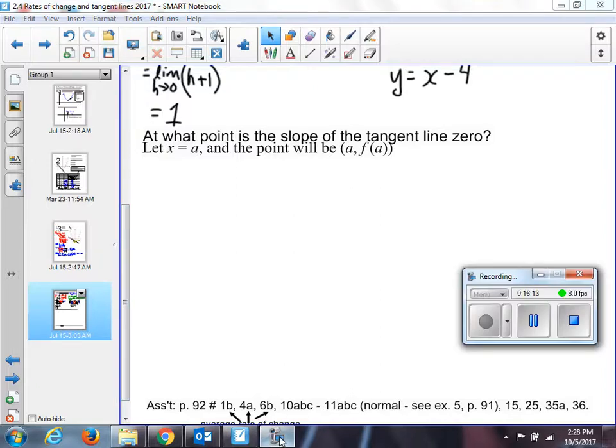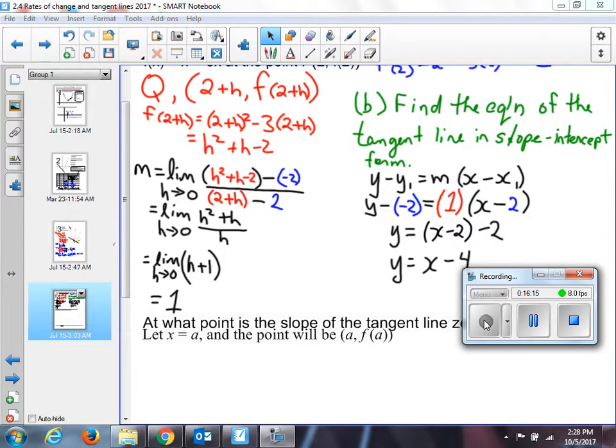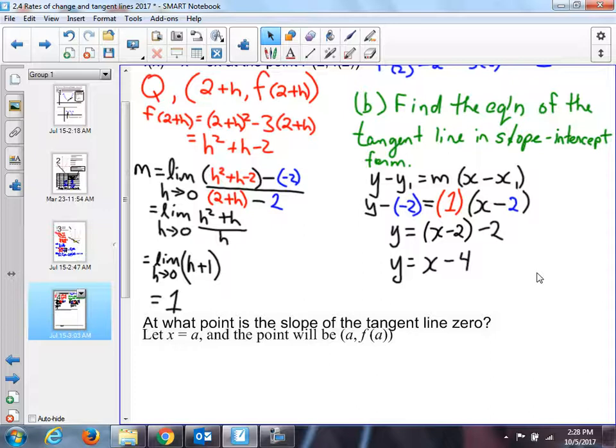Because this might take a little bit of time to... Well, the tangent line is a straight horizontal line of 0, right? But looking at this, this one here is a scenario where we let x equal a.